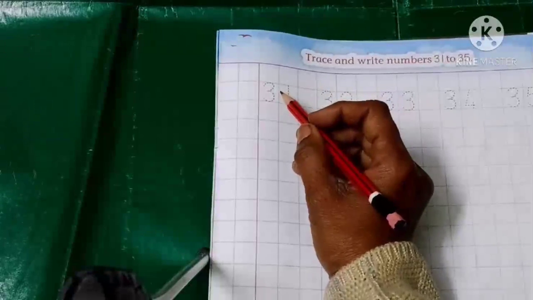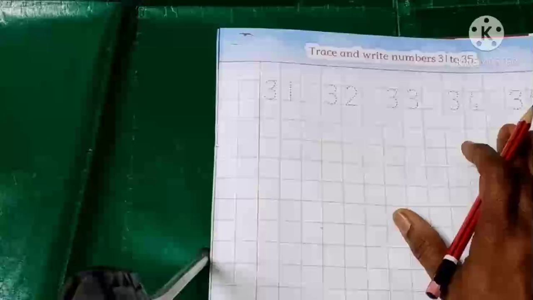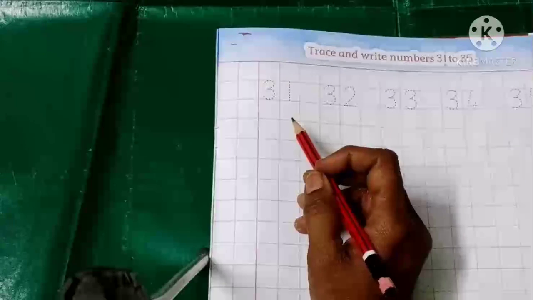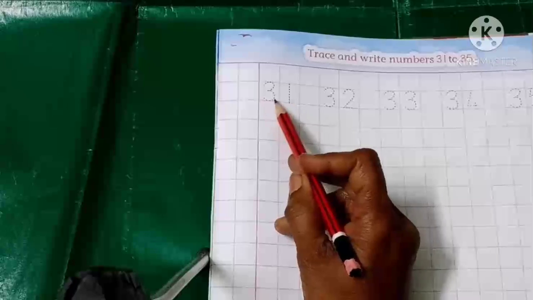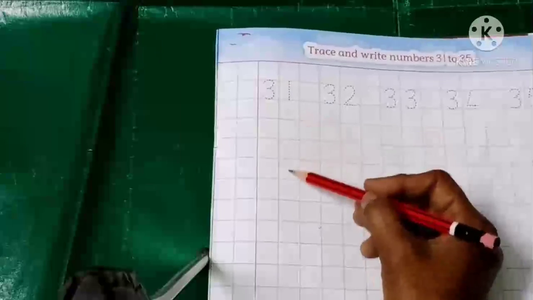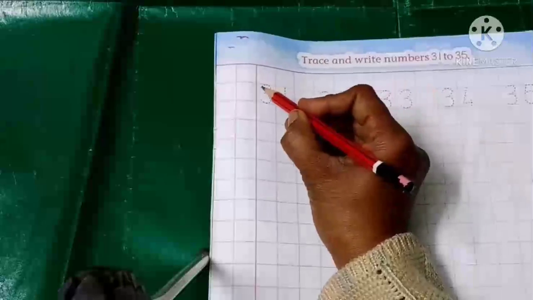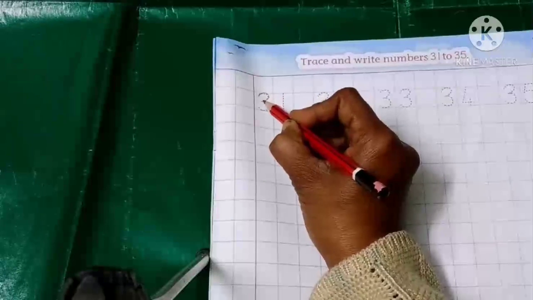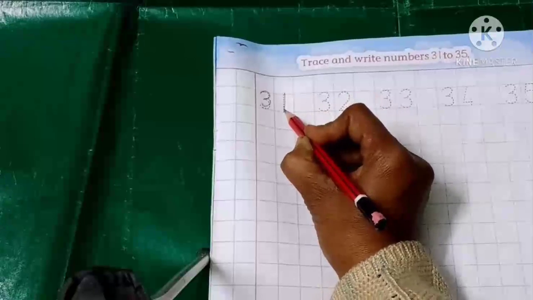Open the page number 49. So now children, in this page you have to write down only number 31. First you have to trace and then write down in the box. Three tens and one ones.